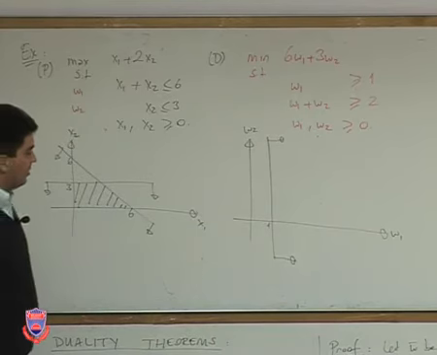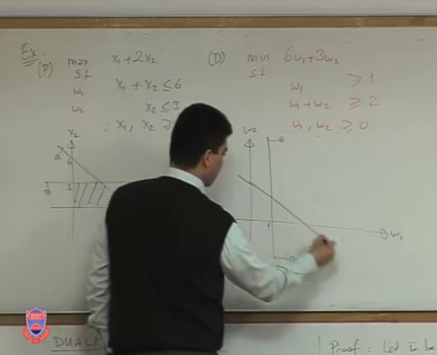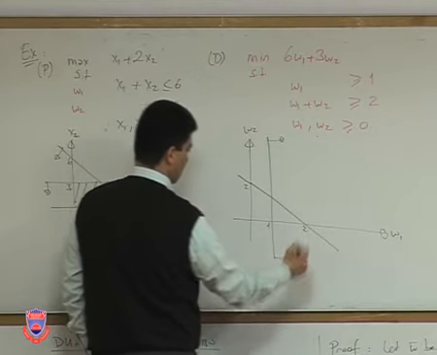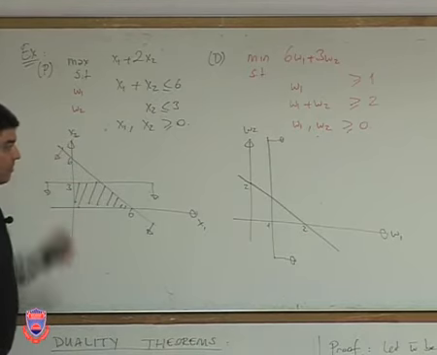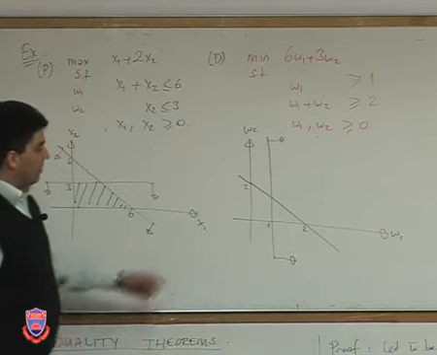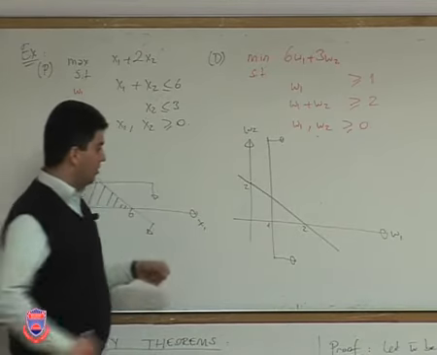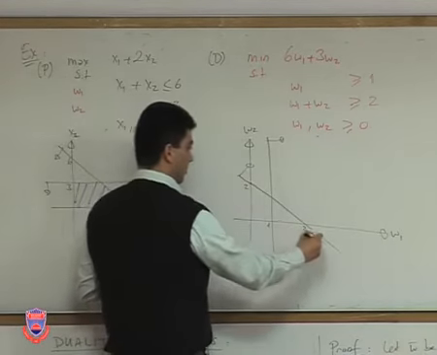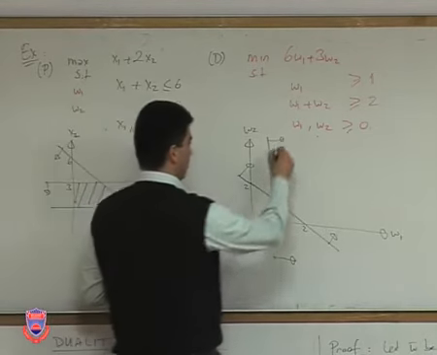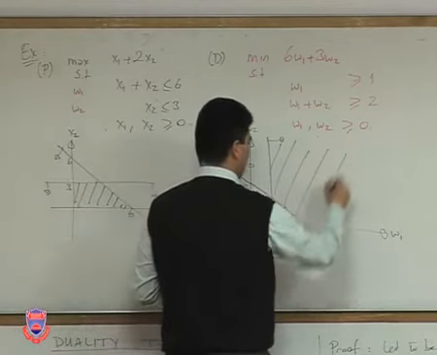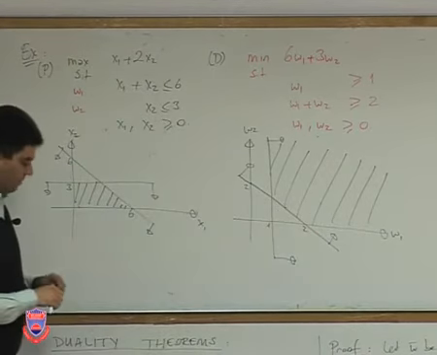So what about the second constraint? So it goes through 2 and 2. And what's the correct region? So if you plug in the origin, it does not satisfy that inequality. So as a result, it's the side which does not contain the origin. Okay? And then we have non-negativity of W1, W2. So this is the feasible region of the dual problem, basically. Okay?